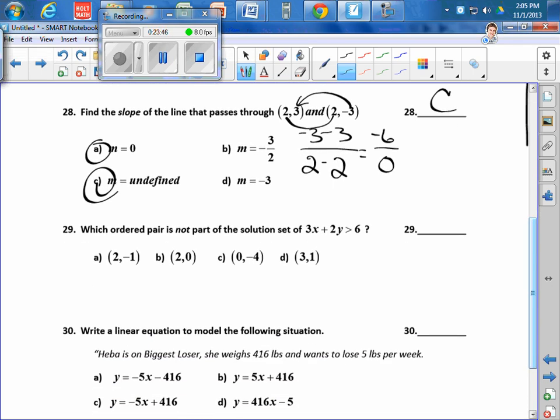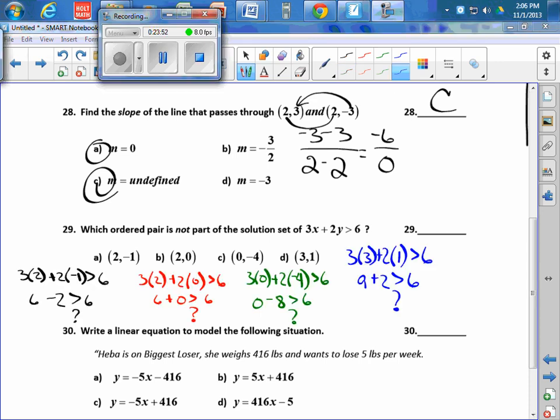In number 29, which ordered pair is not part of the solution set? About the only way you can tell on this, class, is just to simply plug in the coordinates of each point into this inequality. And you ask yourself, is 6 minus 2 greater than 6? No. Is 6 plus 0 greater than 6? No. How about in C? We're going to plug in (0, -4). We plug the 0 in for the x, the -4 in for the y, and we get, is -8 greater than 6? No, it's not. But when we do D, when we plug in (3, 1), we get 9 plus 2. Is that greater than 6? Yeah, so that's our answer, D.